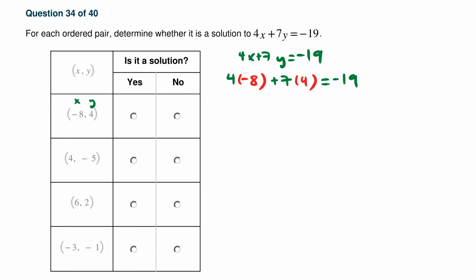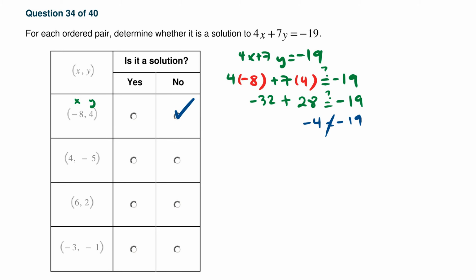equal to negative 19. So are they equal to each other? 4 times negative 8 is negative 32 plus 7 times 4 is 28, equal to negative 19. Are they equal to each other? So we continue to subtract. Opposite signs, you subtract them, that will give you negative 4. Negative 4 obviously is not equal to negative 19, so it's not a solution.